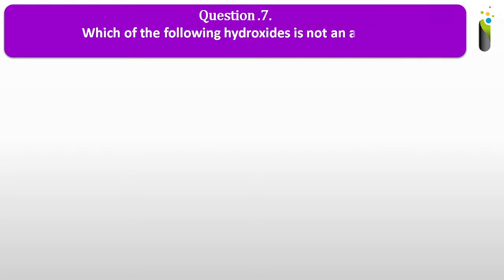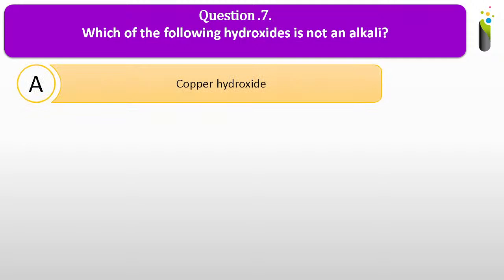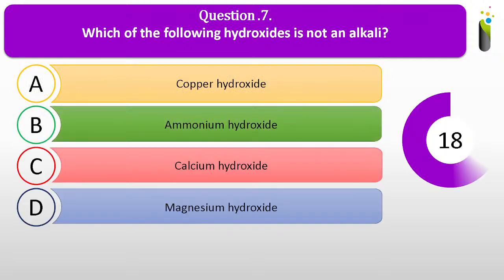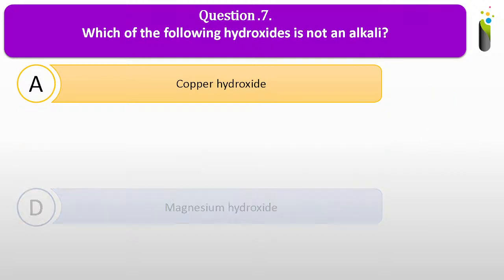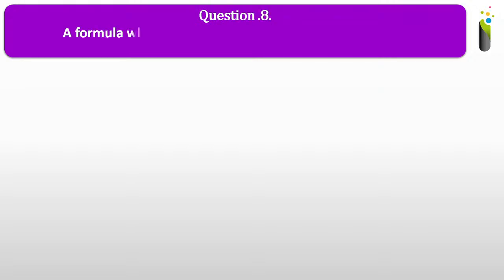Which of the following hydroxides is not an alkali? A. Copper hydroxide. B. Ammonium hydroxide. So what should be the answer for question number 7? Which of the following hydroxides is not an alkali? So the correct answer is copper hydroxide. So copper hydroxide is not an alkali. Coming to the next question number 8.